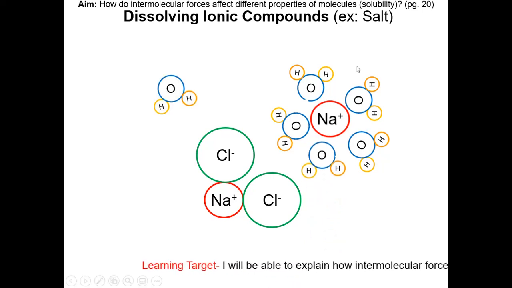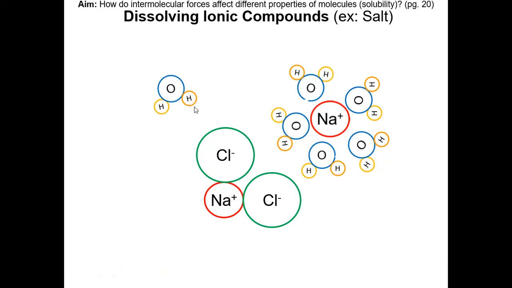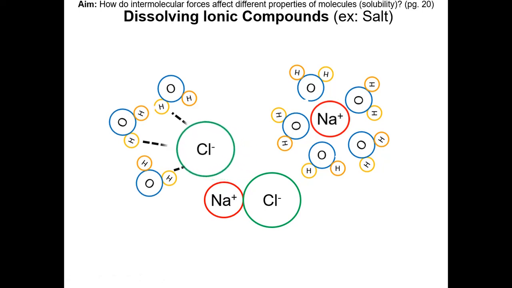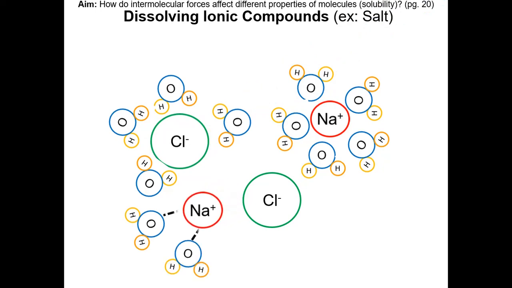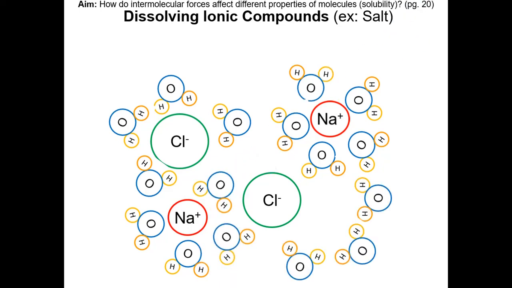For the chloride, it will be the hydrogen atoms interacting because hydrogen is partially positive. Through these intermolecular forces, they're going to pull the chloride ion from the salt crystal. So the water molecule will interact with each ion by surrounding it and pulling them from the salt crystal.